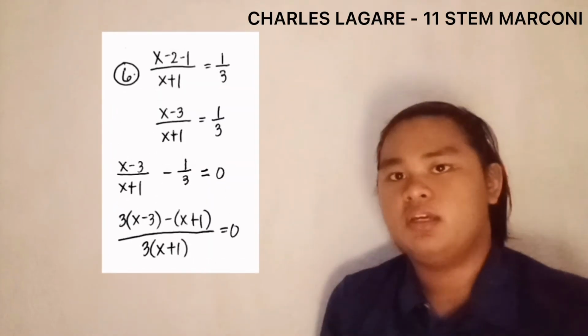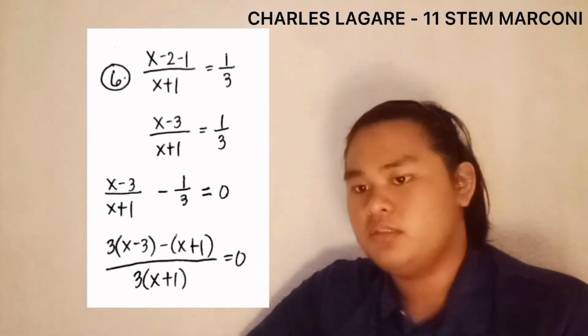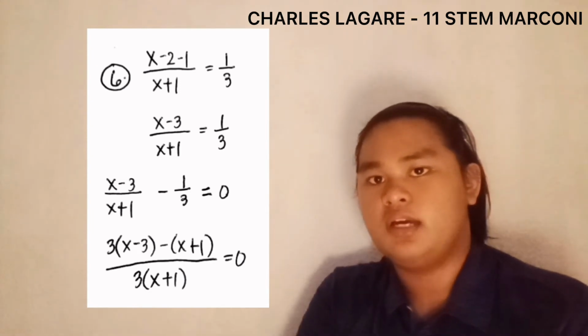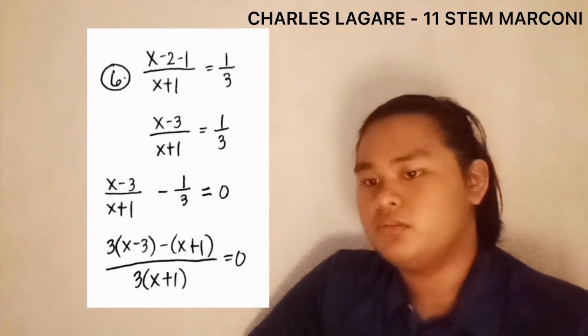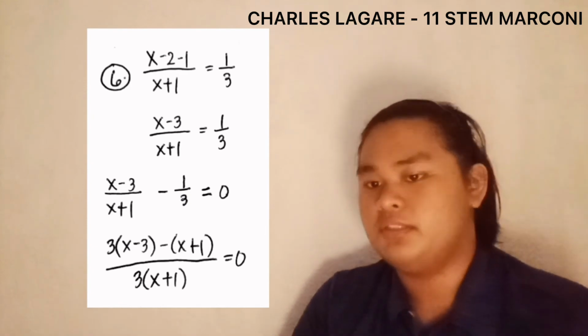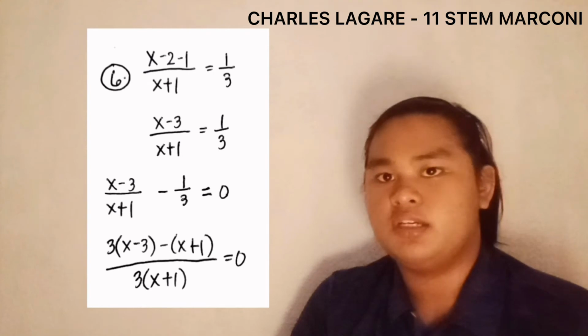Number 6. x minus 2 minus 1 over x plus 1 is equal to 1/3. So first combine the like terms in the numerator. So x minus 3 over x plus 1 is equal to 1/3. And then you equate it to 0. So transpose 1/3, so it will become negative 1/3. And then find the LCD. So the LCD is 3 times x plus 1.